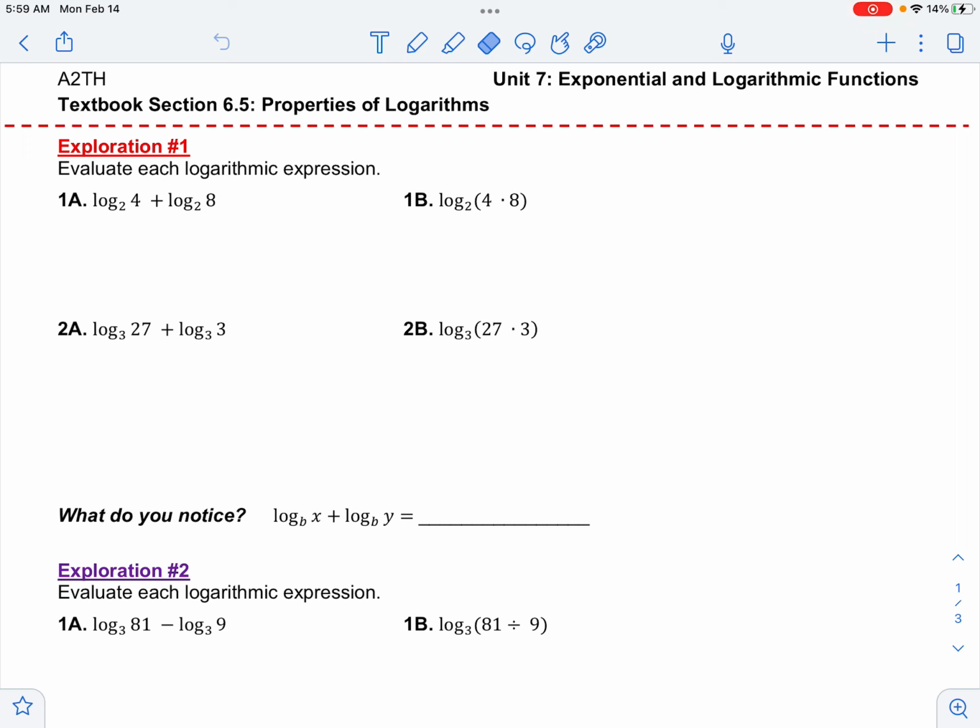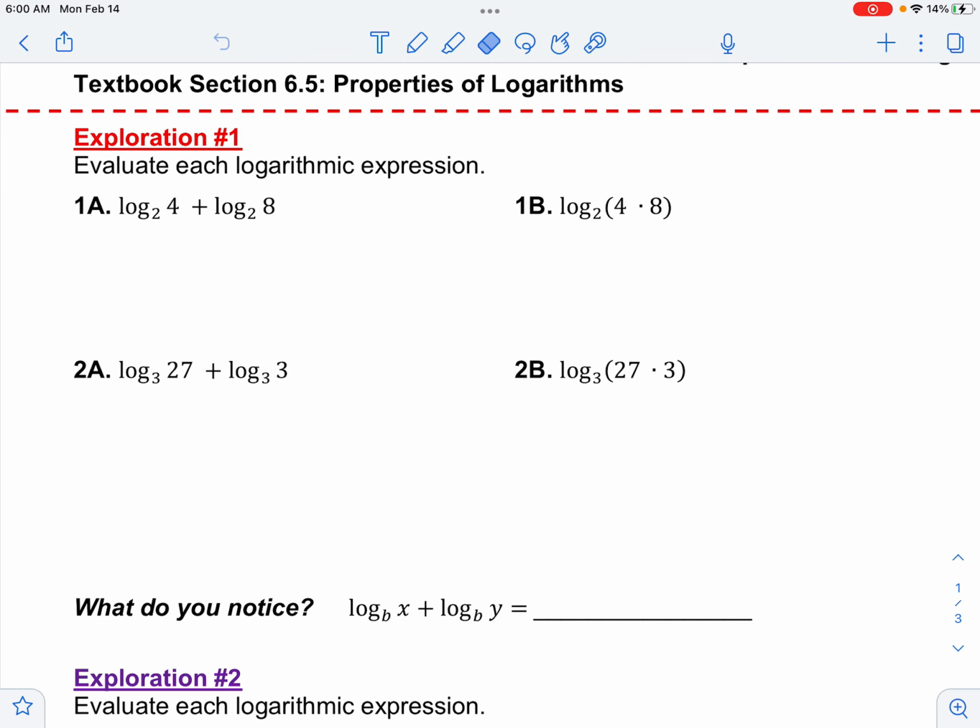To introduce the different properties, I started with a couple of little explorations. I had students evaluate this first set of problems using mental math and what we know about logs. If we look at problem 1A, it says log base 2 of 4 plus log base 2 of 8. To evaluate log base 2 of 4, you think in your head, 2 to what power is 4? This is 2. And log base 2 of 8: 2 to what power is 8? It is 3. So this expression is equal to 5.